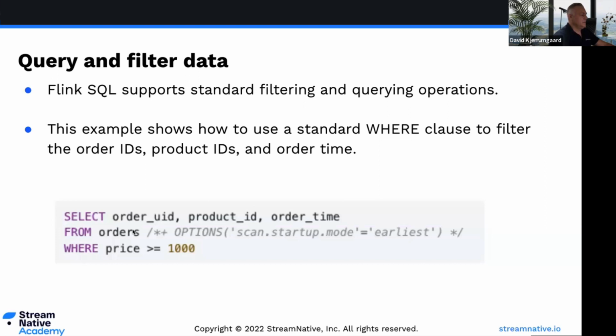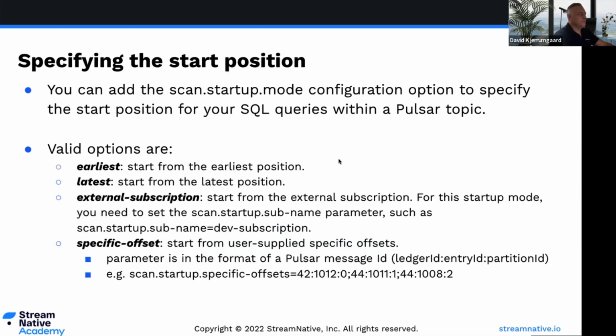Again, this is showing you can always pass through startup options, if it's a Pulsar table, to say when I want to start scanning the data from. That's an option you can always pass here. We've commented it out, but I just left it there. So you can do standard filtering, no problem.